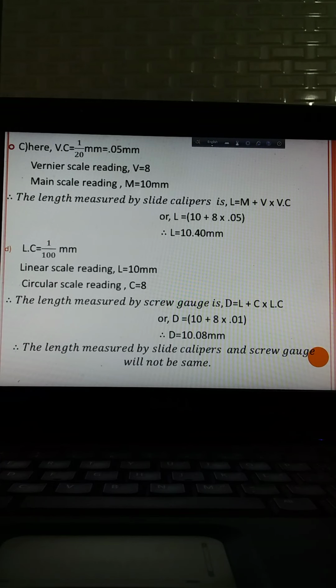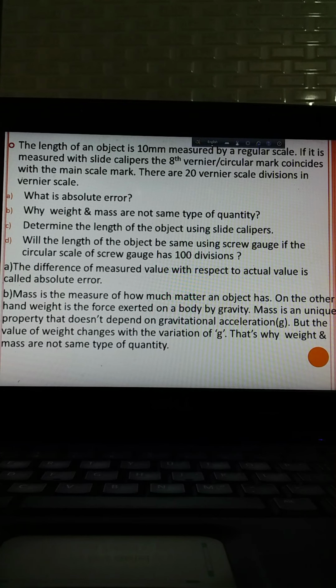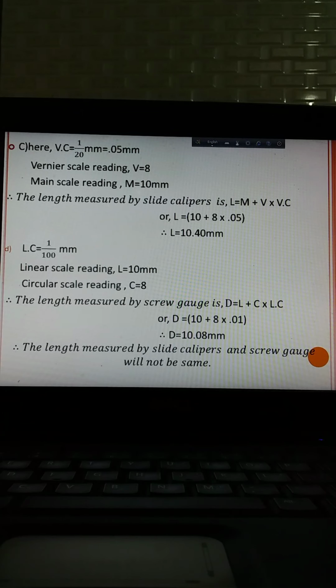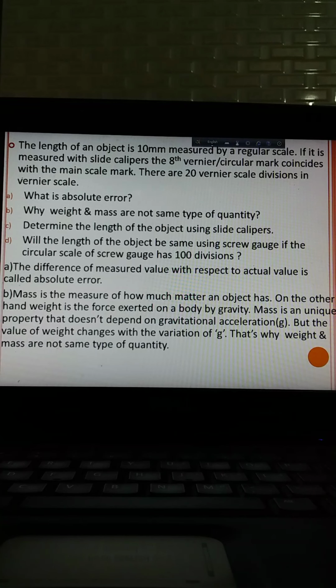The length measured by screw gauge is D equals L plus C into LC, where L is the linear scale reading, C the circular scale reading, and LC the least count. After calculation we get D equals 10.08 millimeter. Our question was, will the length of the object be the same using screw gauge and vernier slide calipers? After our calculation, we notice that the lengths measured by slide calipers and screw gauge are not the same. This was just a demo question, and while you are studying at home, you will try to solve this type of question.